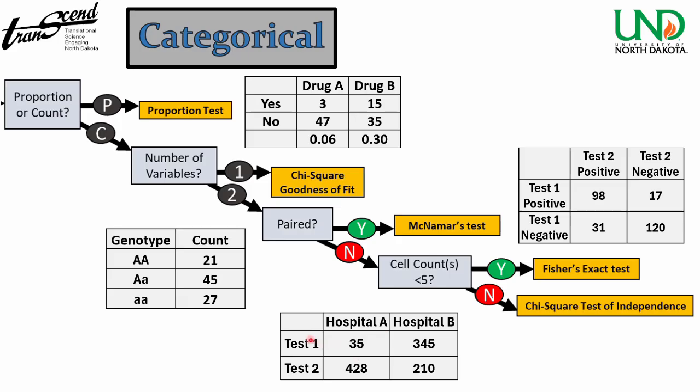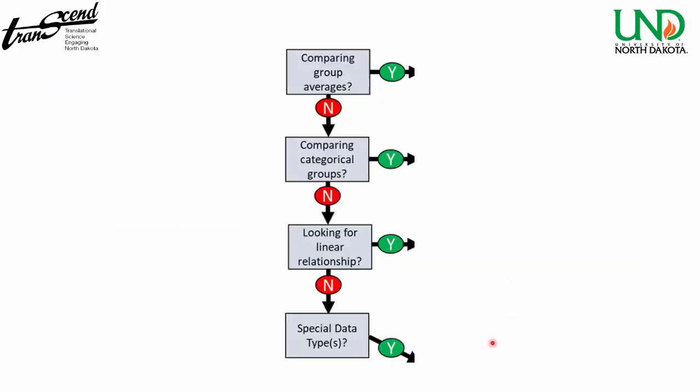So you might say, well, you're doing these tests, and you have these hospitals, are those independent or not? And if there's enough data, you do a test of independence. But if one of these cells is less than 5, so say hospital A was 2 instead of 35, then you do a Fisher's exact test, which deals with smaller amounts of data. Okay, we're done with categorical, so we can move on.